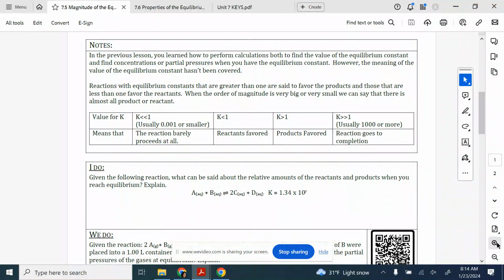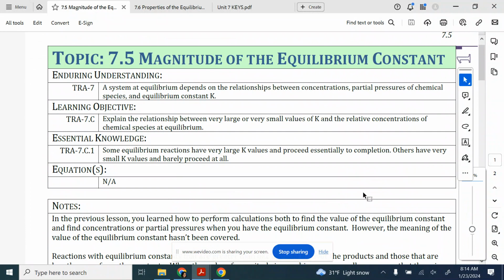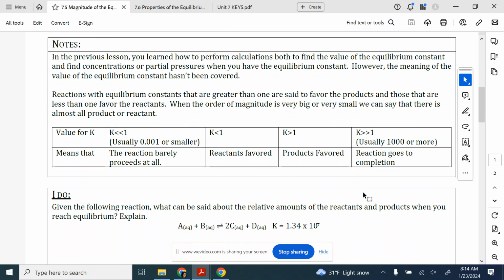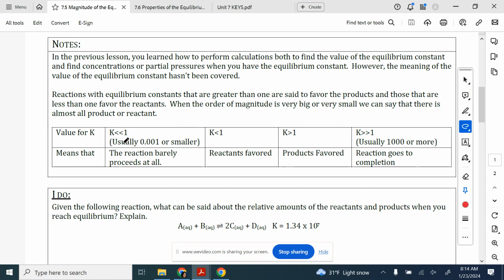All right, we are on magnitude of the equilibrium constant. So we learned about the equilibrium constant yesterday. That was our K value. If we have a K value that is smaller than 1, usually 0.001 or smaller, and typically they'll write that in scientific notation, so it'd be 1 times 10 to the minus 3 for this guy.